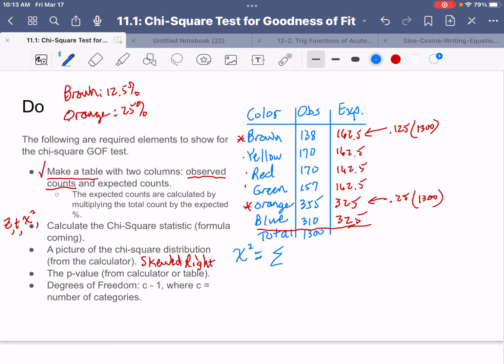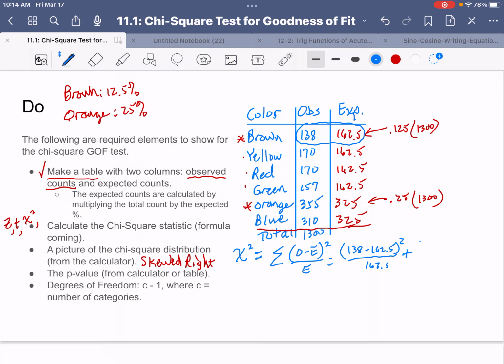Chi-square is equal to the sum of (O minus E) squared, divided by E, where O is observed and E is expected. Here's what that means. Take the first pair of observed and expected: 138 minus 162.5, squared, over 162.5. That's (O minus E) squared divided by E.